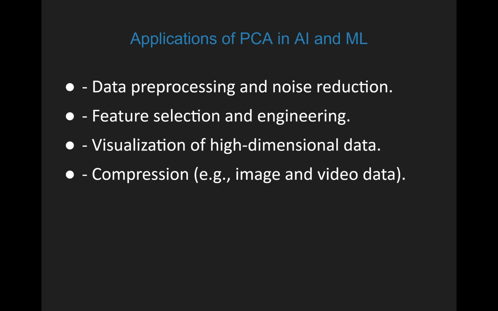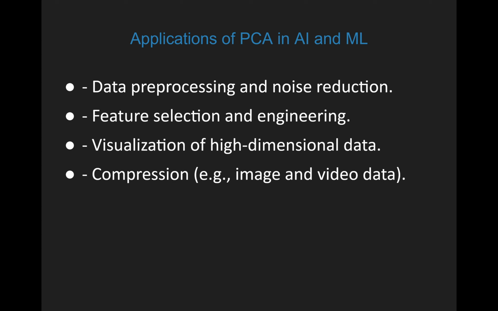If we talk about feature selection and engineering, PCA is widely used in feature engineering to create new features that capture important patterns in the data. The principal components themselves can serve as new features, reducing the need for manual feature selection.